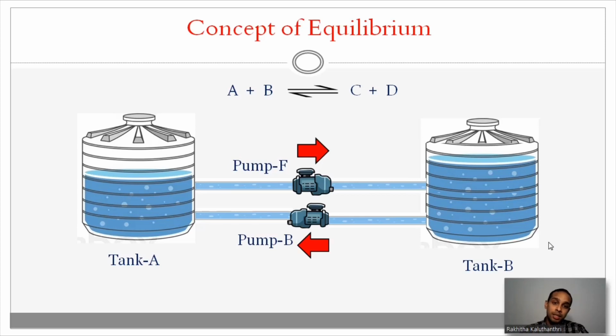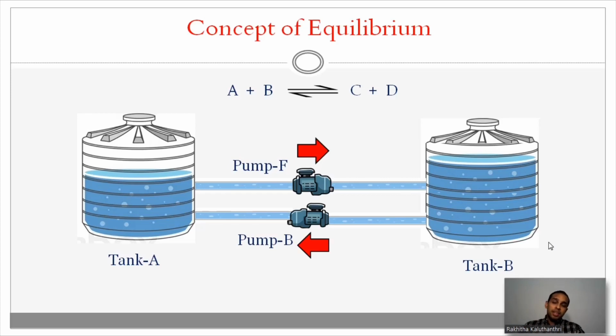But in reality, there's an equilibrium which is referred to as a dynamic equilibrium. That means it's not the fact that these pumps are closed and water is not going anywhere. It's the fact that water is going back and forth. So it's a dynamic thing, and at the same time, the water level stays the same. So it's an equilibrium. It's a balance, right?